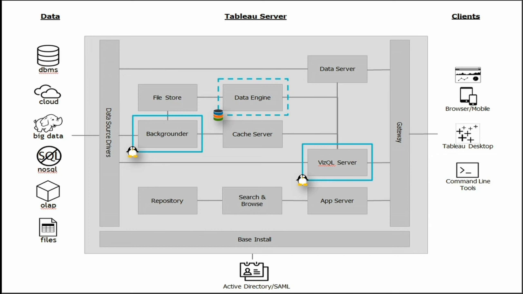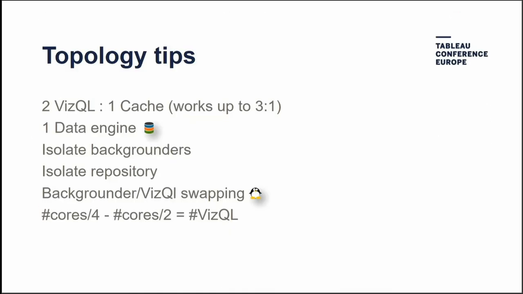So for instance, have the backgrounder on a separate worker running on its own, so that it doesn't compete with the resources being used by the vSQL server. Here we've just put some of the tips. Obviously it's just a few of them, but these are the most important ones, at least for us. In terms of the numbers, vSQL to cache is 2 to 1. It can work up to 3 to 1, but again it depends on your actual hardware.